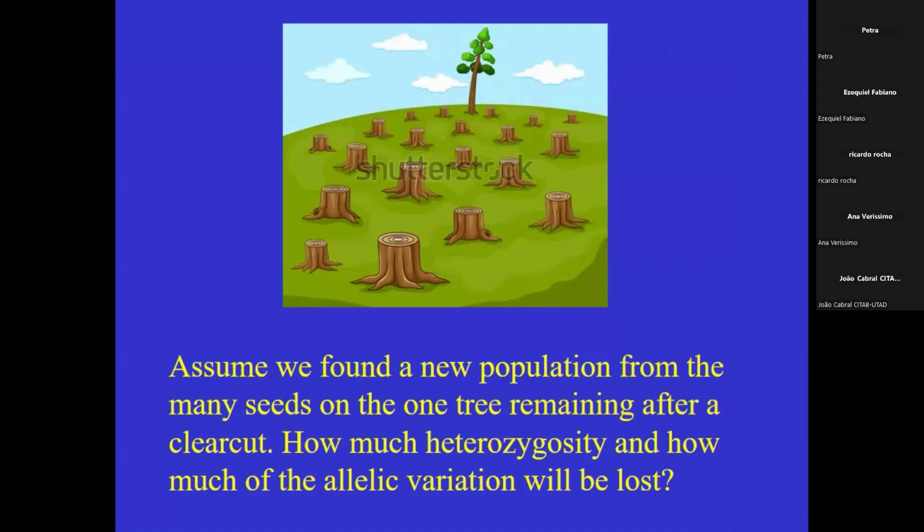Obviously, this is an extreme example, but I think it shows the point. Let's say that we start a new population just from the seeds that are in that one tree. What is going to happen to heterozygosity, and what's going to happen to allelic variation? What is the effective size of this population, which tells us what's going to happen to heterozygosity? Anybody have any guesses?